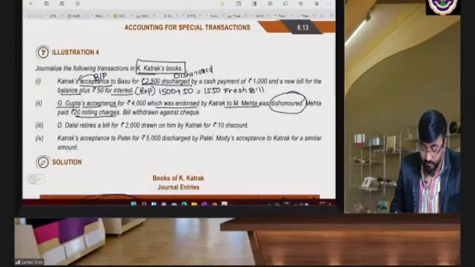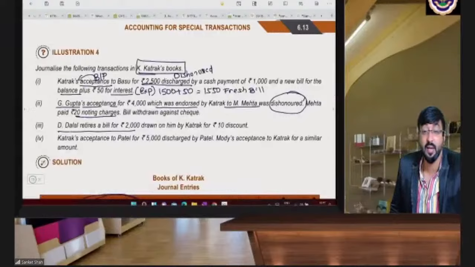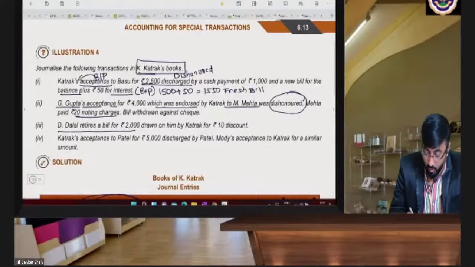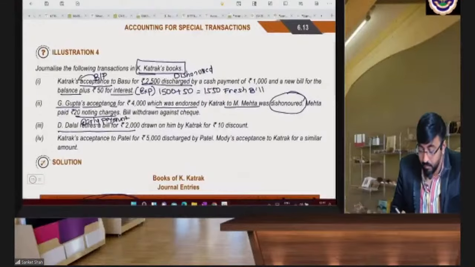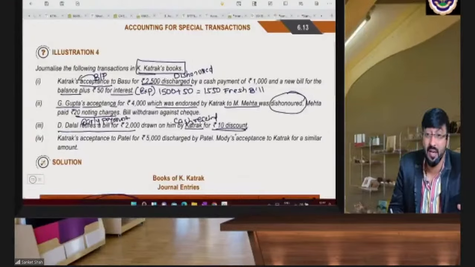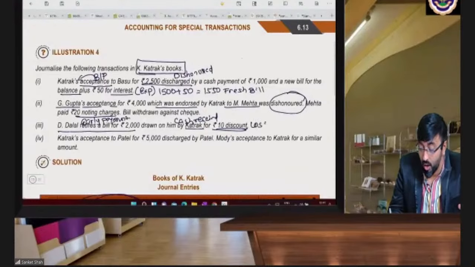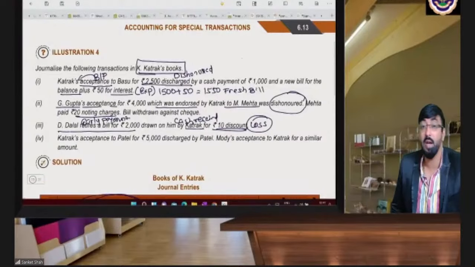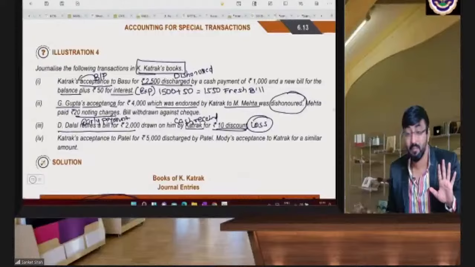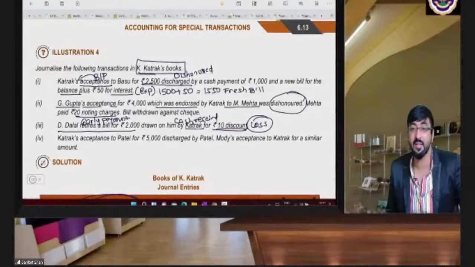Next one: the Dalal retires a bill. Beta, retires a bill means early payment. What is retire? It is an early payment. So for Katrak it is cash received, and the discount, if he receives it, is his loss. Remember, whenever he gets early payment, he has to give some discount, and that discount is a loss.